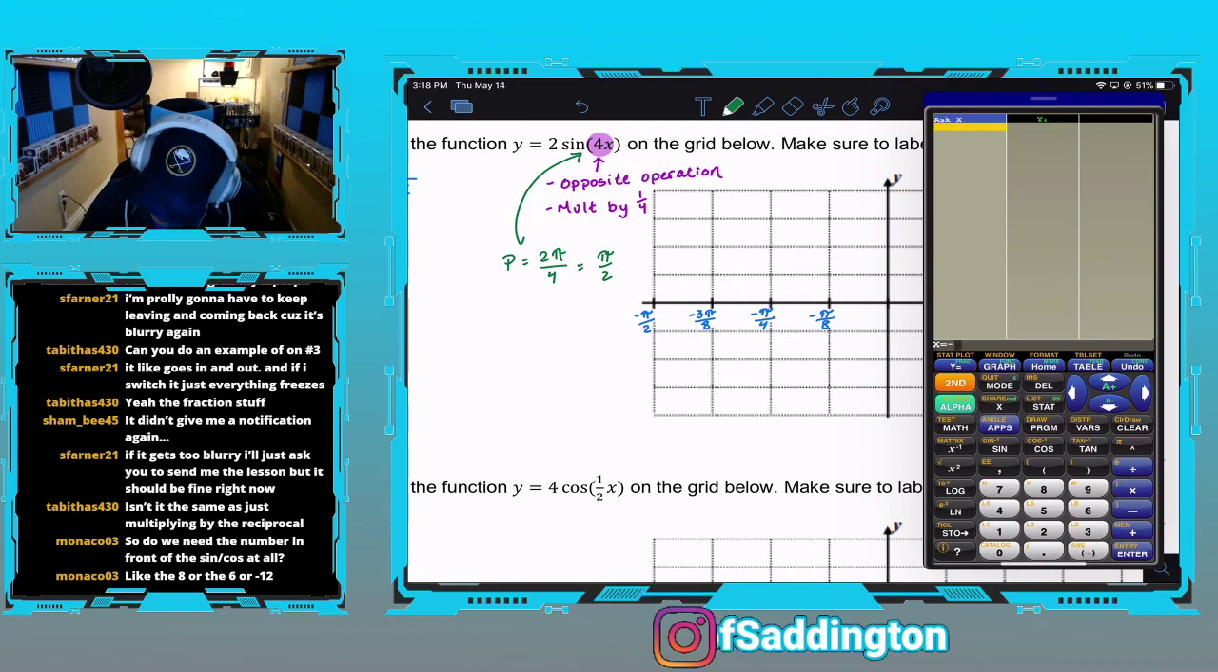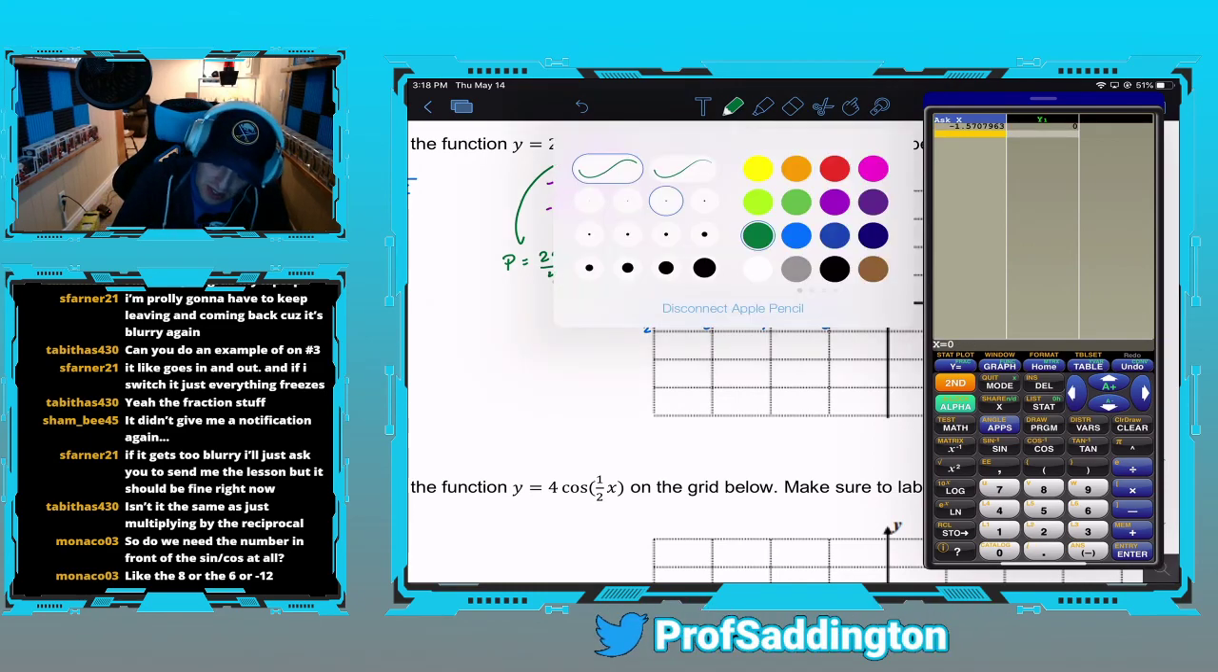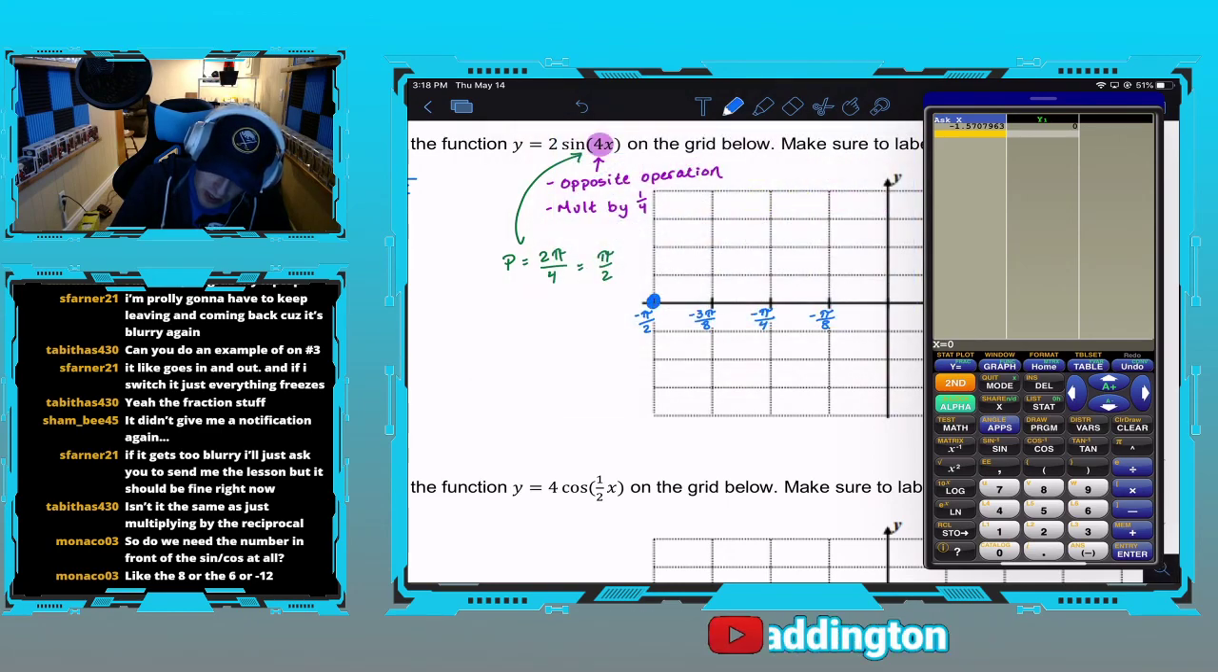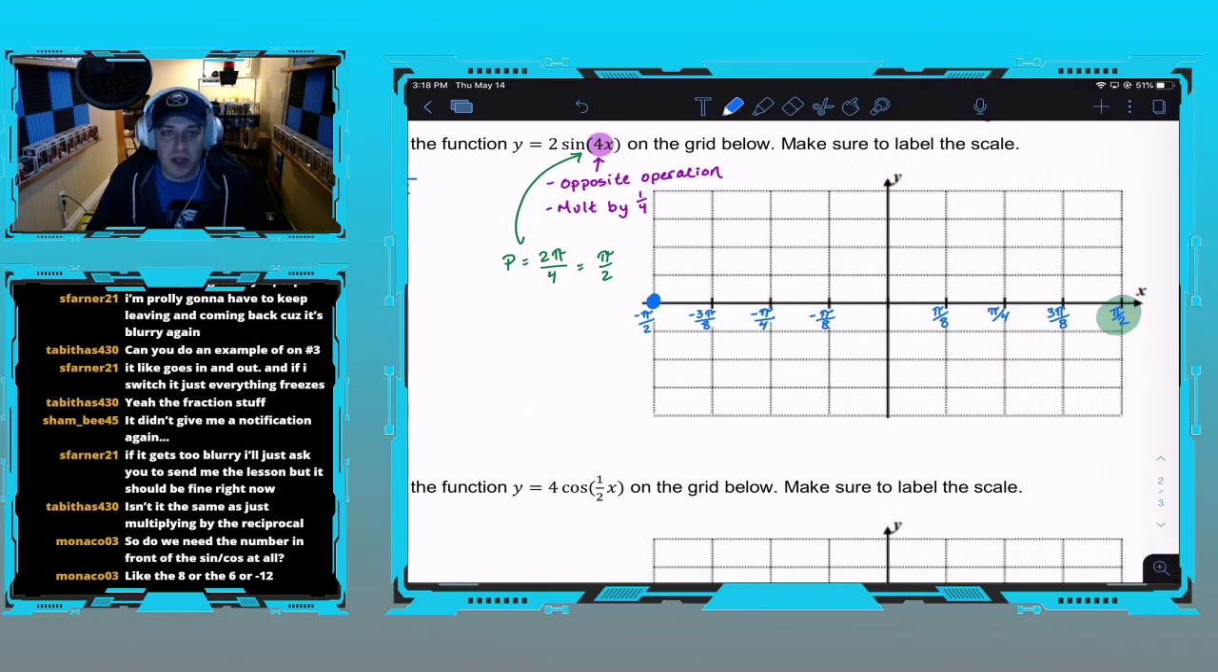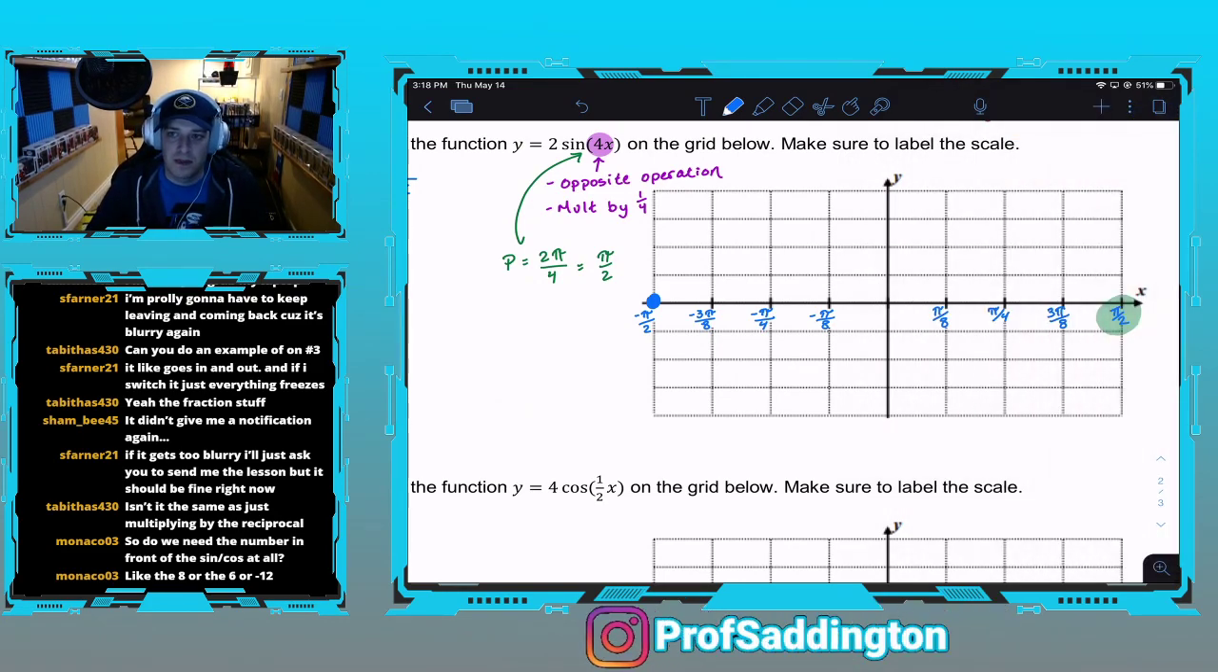So I'm going to type in negative pi over, oops, I put down 6. I want 2. I'm going to press enter. It says the answer is 0. So I'm going to put a big blob here at 0. So I could keep doing that forever and ever and ever. But there is an easier way by doing it by hand.